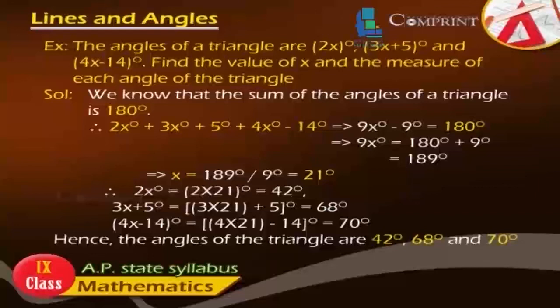Therefore, 2x degrees is equal to 2 into 21 degrees is equal to 42 degrees. 3x plus 5 degrees is equal to 3 into 21 plus 5 degrees is equal to 68 degrees. 4x minus 14 degrees is equal to 4 into 21 minus 14 degrees is equal to 70 degrees. Hence, the angles of the triangle are 42 degrees, 68 degrees and 70 degrees.